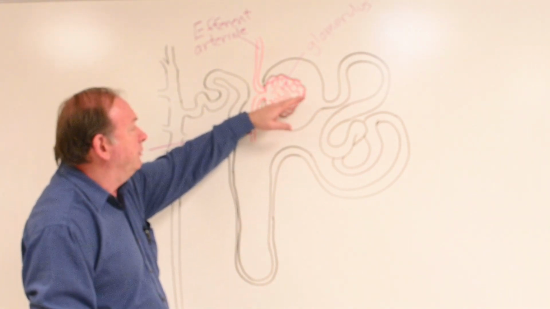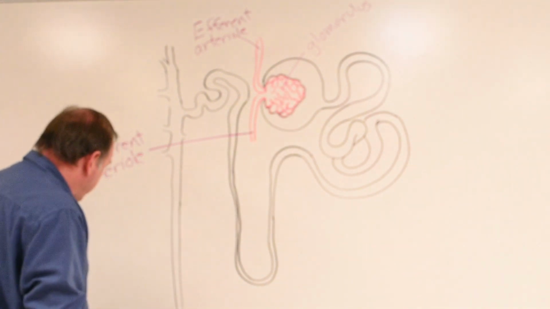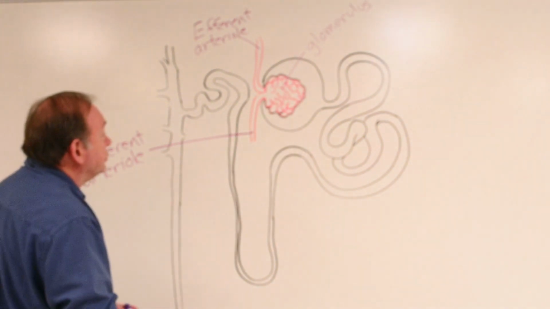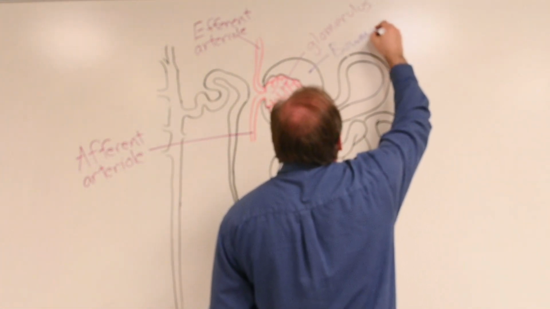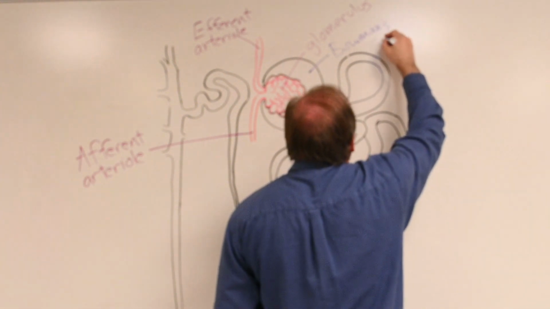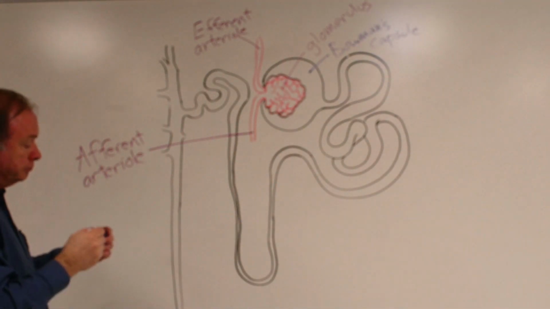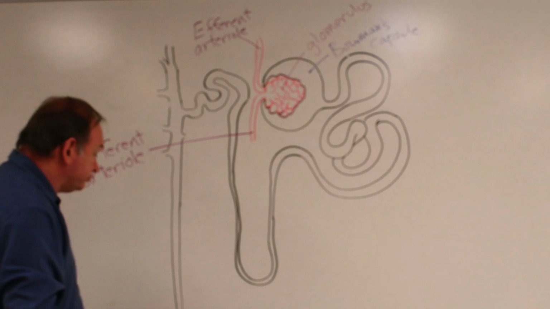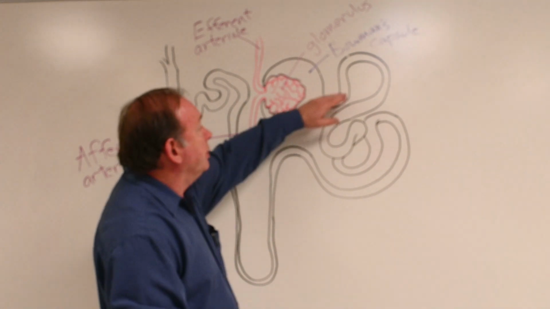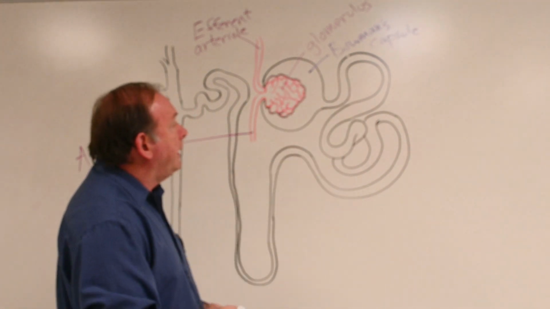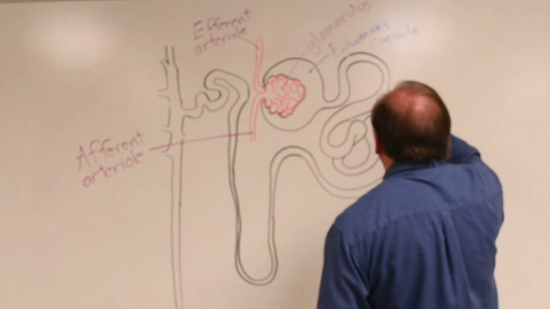So some of the blood plasma fluid will move from the blood out into a space around here we call Bowman's capsule. Bowman's capsule. That fluid, after it moves into here, is then pushed into this section of tubule. That tubule region here is referred to as the proximal convoluted tubule.